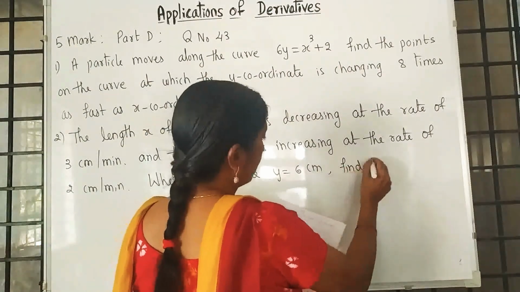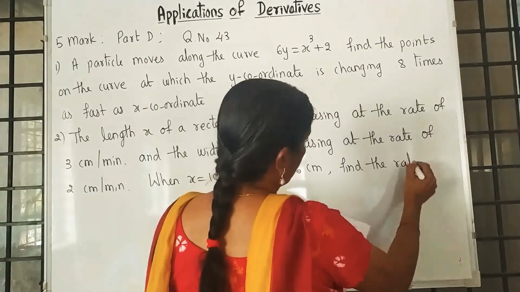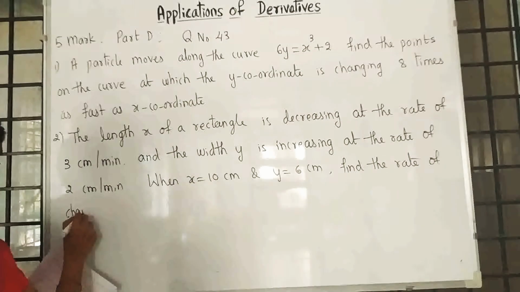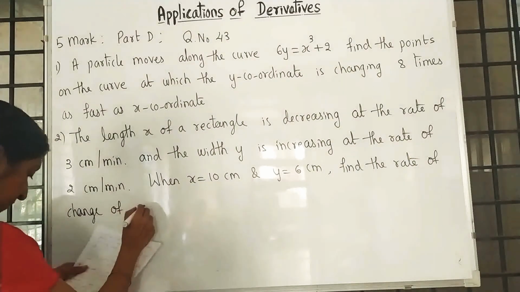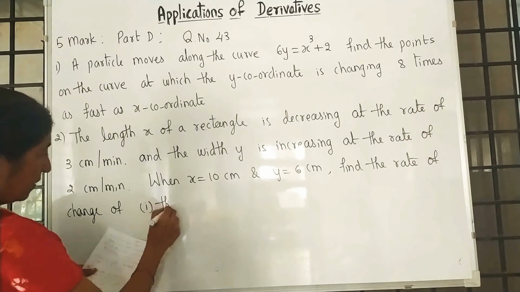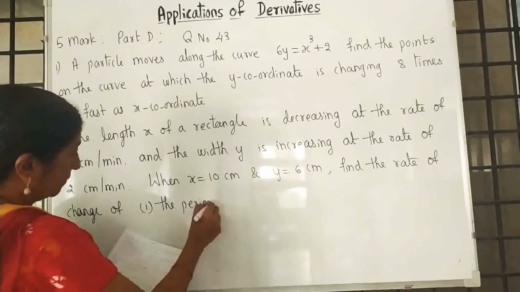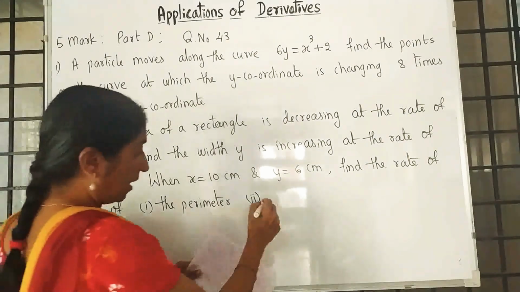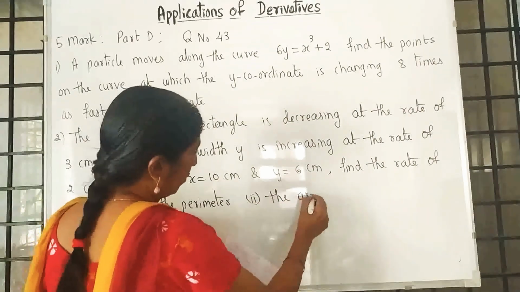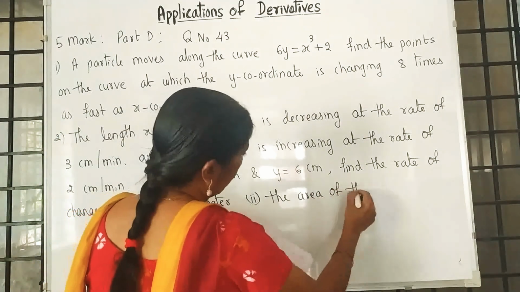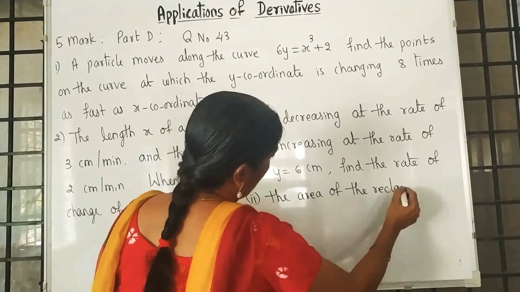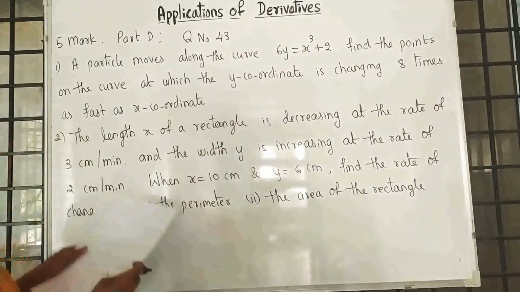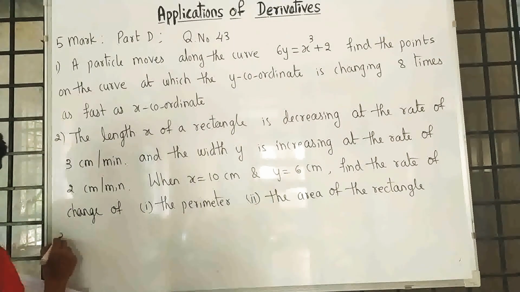Find the rate of change of the perimeter. Second one, the area of the rectangle. Again, that is the rate of change of the area of the rectangle. Next question. Question number 3.